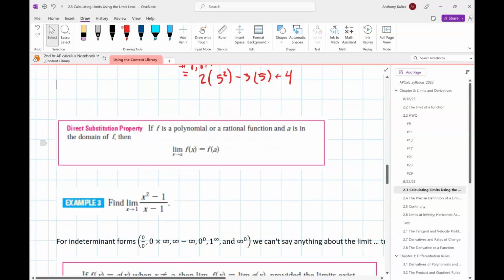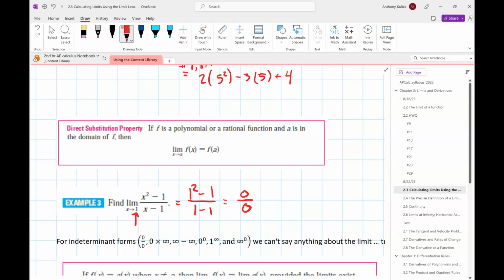But that's what happens. So look at example 3. Is 1 in the domain of our rational function here? No. Why not? It makes a 0 denominator. So if I tried to go ahead and use direct substitution, I get 0 over 0. This guy is called an indeterminate form.